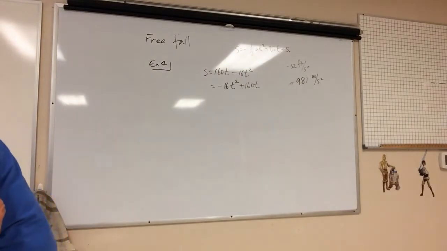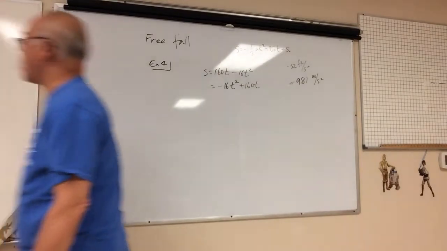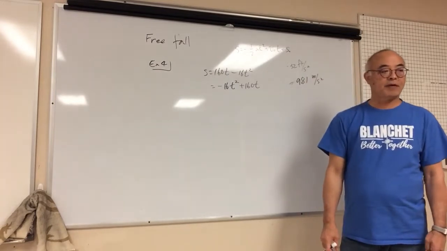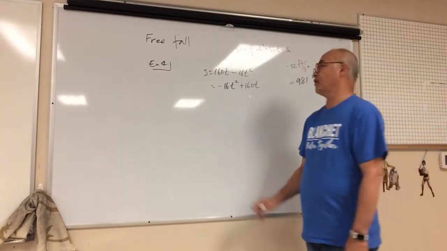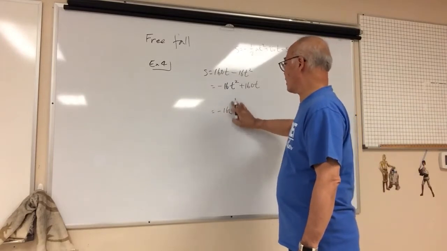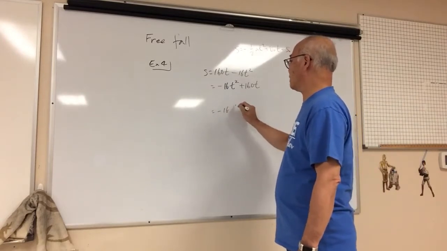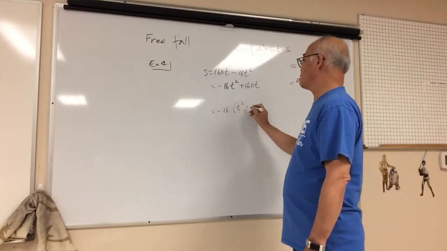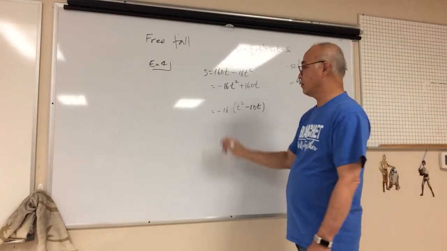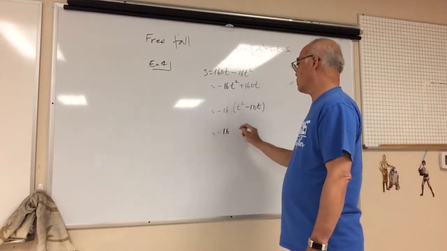Question A, how high does the rock go? So how would I figure that out? Graph it and find the maximum point. Graphing would be one way. Or I could pull the 16 out, which would be negative 16.